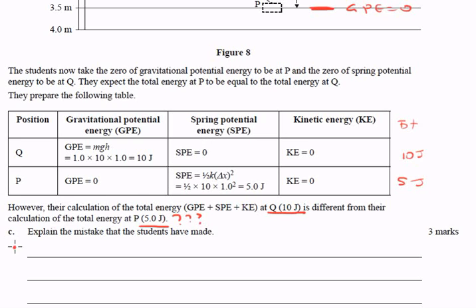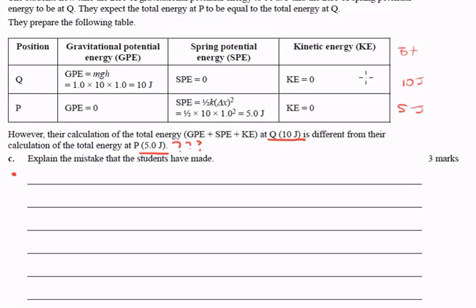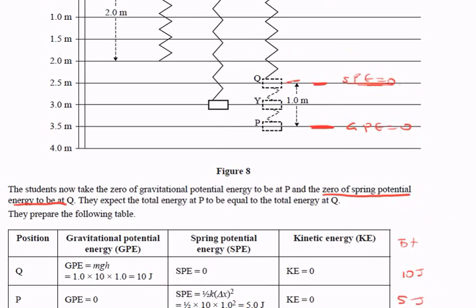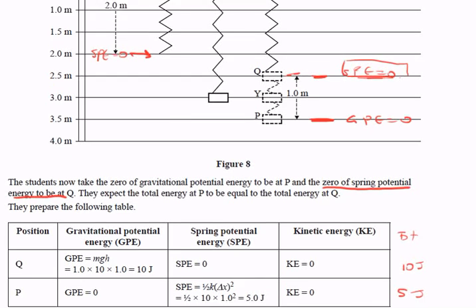Alright, the mistake they made for the first dot point for 3 marks here is that what they've done is they've taken the 0 of the spring potential energy to be at Q. That's the mistake. They said this spring potential energy here is 0 and here it's more stretched. The spring potential energy is 0 at this point here. That's the mistake they made, and now I'm just going to write about it to get my full marks and show you why that's the case.